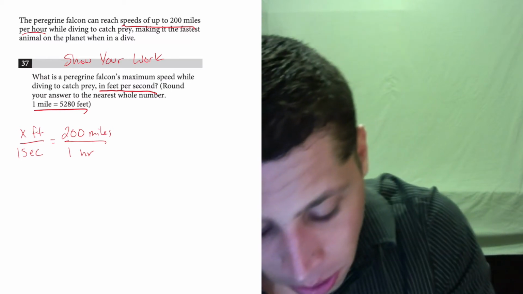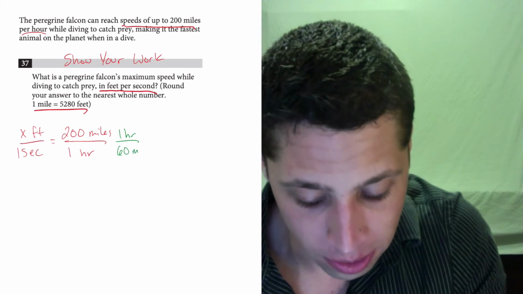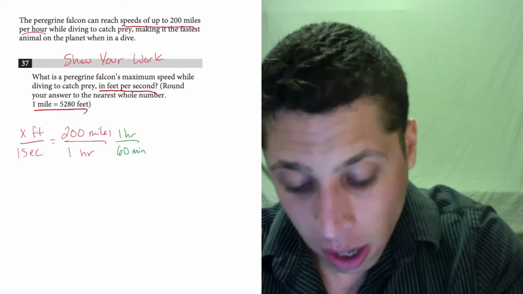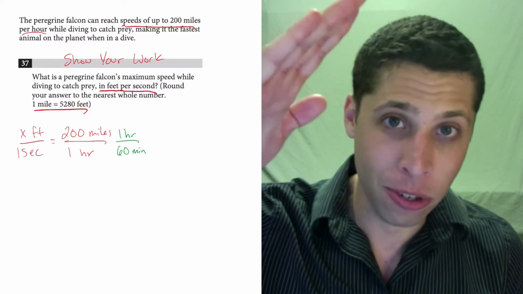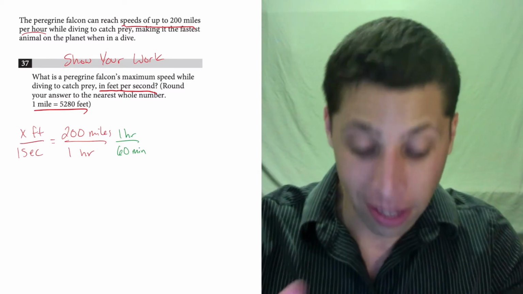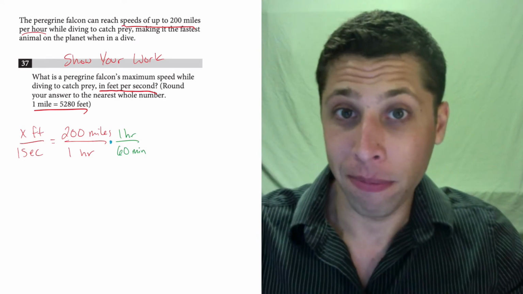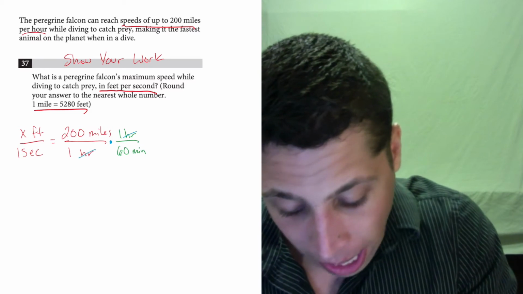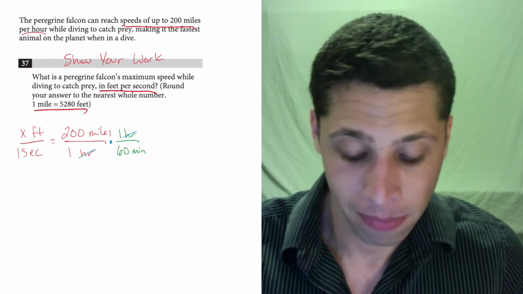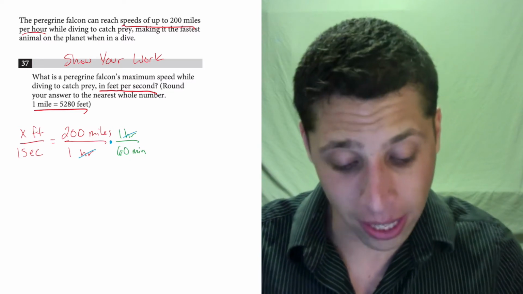I know that 1 hour is equal to 60 minutes. Now, because I have the unit hours on the top and hours on the bottom, when I multiply these two fractions, they're going to cancel out. So I've just gotten rid of one of my problems. I've gotten rid of the hours. But I haven't quite solved the problem yet, because I don't want minutes either. I want seconds. But that's okay.